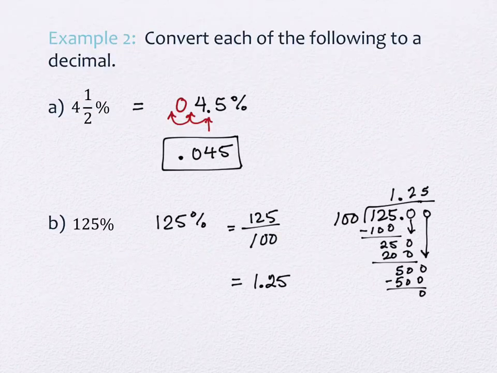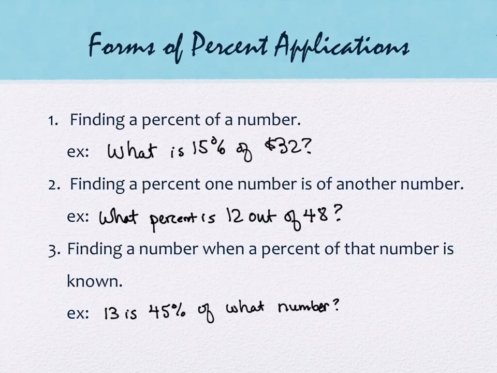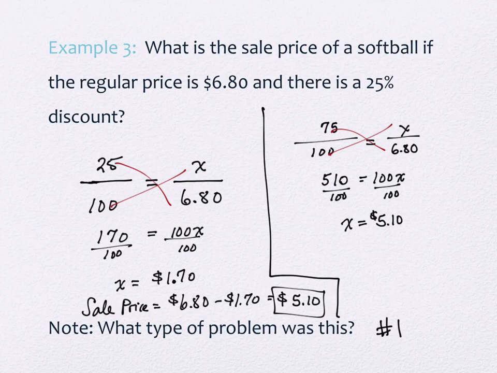And then the other thing that we had done last time is take a look at three different applications of percent problems. So one was finding a percent of a number, so something like what is 15% of $32. One is finding what percent one number is of another number, in other words, finding the percent. And then the third one was finding a number when a percent of that number was known. So something like 13 is 45% of what number? And we had seen three applications, one of each type.